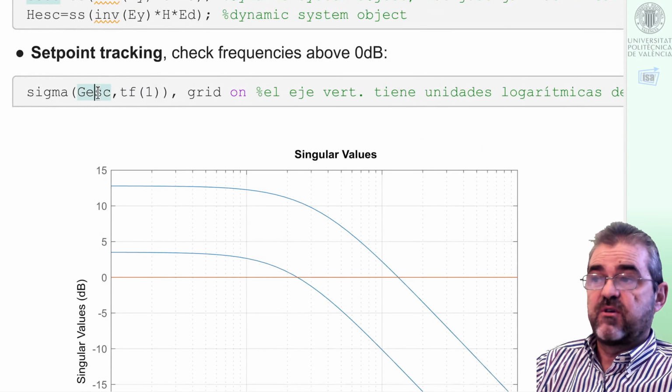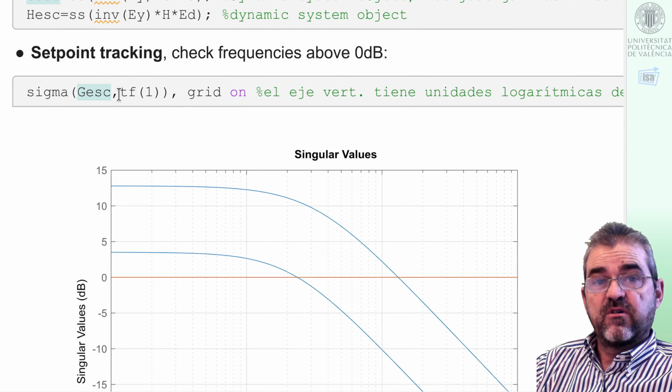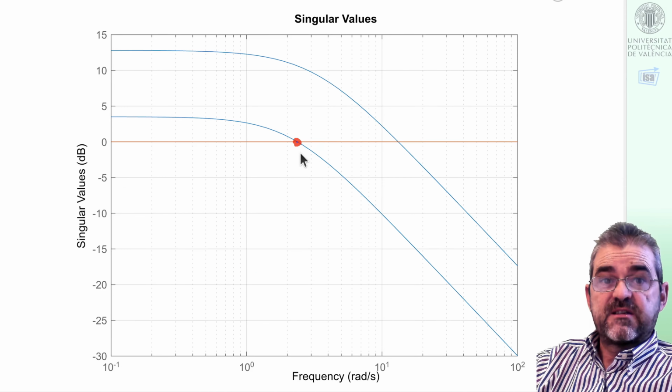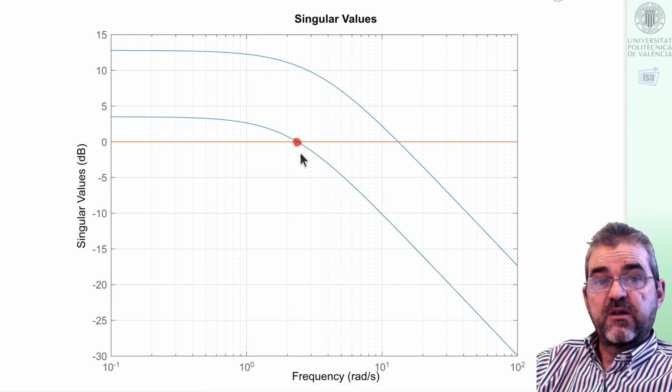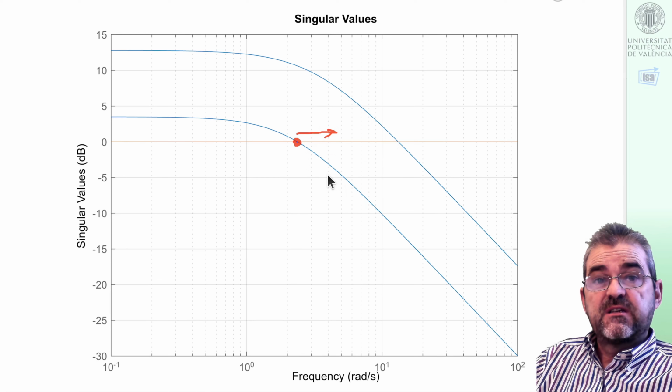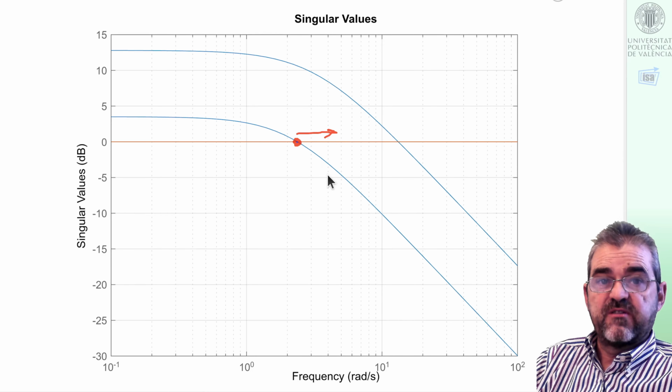Well, if we just plot the singular value plot as a function of frequency, and we compare with 0 decibels, 1 in logarithmic scale, then we get this singular value plot, which basically tells me that up to this frequency, 2.4 radians per second, extreme input maneuvers produce output increments larger than 1, but from that frequency onwards there is one maneuver, or two of them, in which extreme values of input cannot produce output increments of amplitude greater than 1, so our specifications will not be fulfilled.